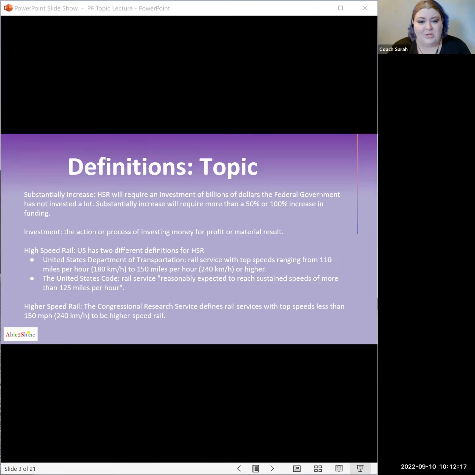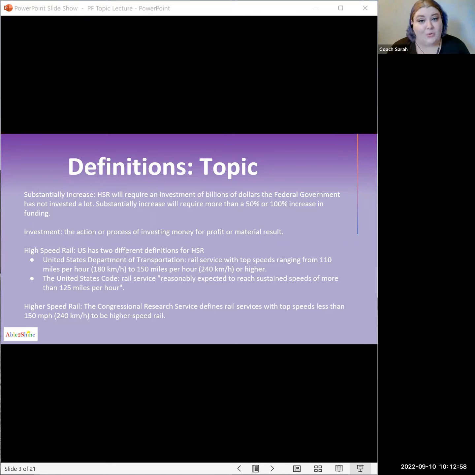The problem is, traditionally in speech and debate, we'd like to look at substantially increase as more of an over 50% increase or even 100% increase in funding. That will not be sufficient to fund projects for high-speed rail, unfortunately. So we should remember that when we're arguing points like topicality with the phrase substantially increase, unless there's a proposal to fully fund projects, the federal government is going to fall short in investment, and these trains and train lines will not manifest.